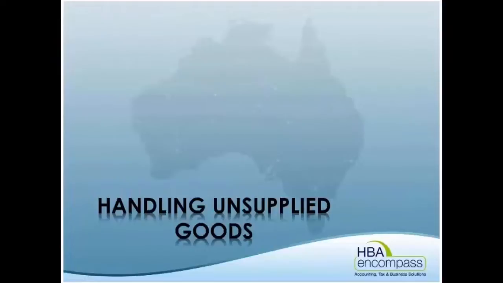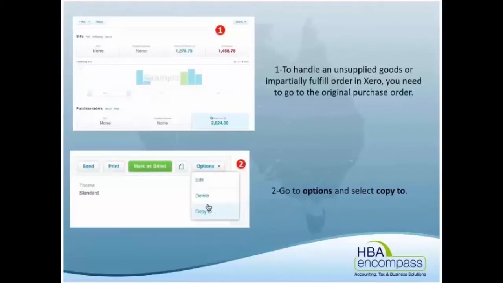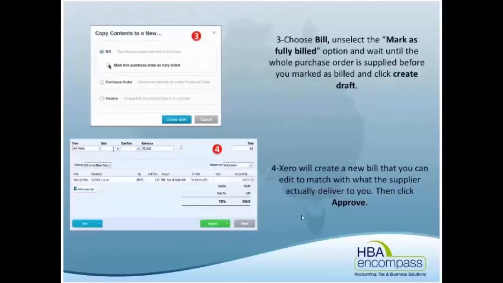Unsupplied goods with purchase orders follows on from there, and from time to time you might have purchase orders where you order some stock and for some reason some of it isn't delivered or put onto back order. So what you need to do is go to the original purchase order. So we go into bills, and down the purchase orders here we find the original purchase order and we click on it. Then we go to the right hand side, click on options and select copy to. We choose as a bill and we mark it as fully billed.